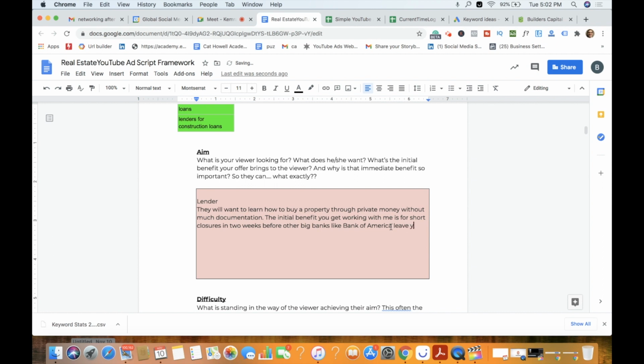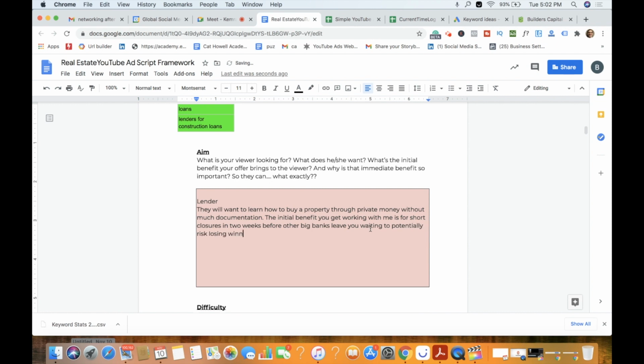leave. Do we want to mention a big bank like that, or no? I just don't want to. Yeah. Sure. Yeah, we don't have to call them out. So let's just say other big banks. We can be very general. For regular banks, like other big banks leave you waiting to potentially risk losing your dream property.